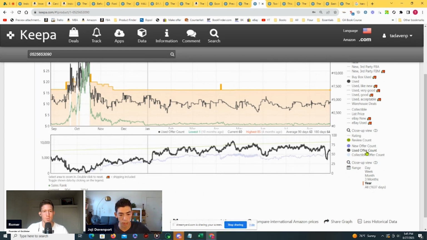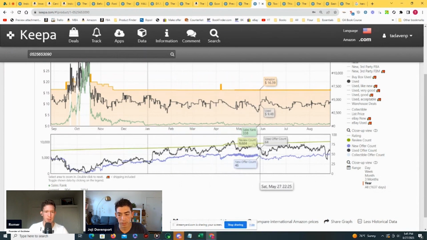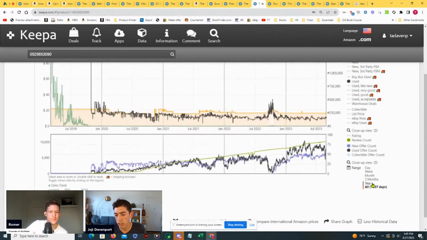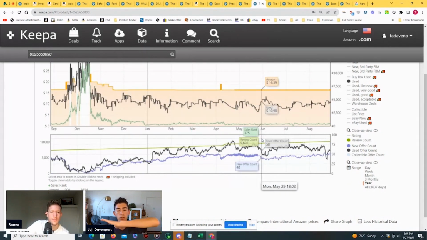Is it look like at the beginning it was low? It's going up and down a little bit, which is a good sign. Not a whole lot of movement, but it's going up and down, which is good. What it shows to me is that people are buying it in used condition. If the used offer count was flat, or if it was only ever going up and it wasn't ever ebbing and flowing, that would tell you that maybe people are not buying it.